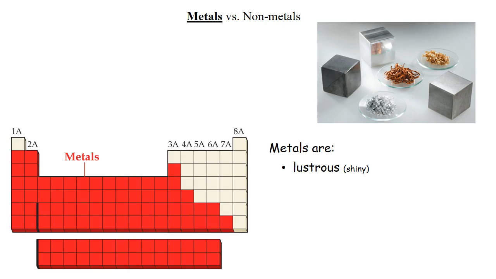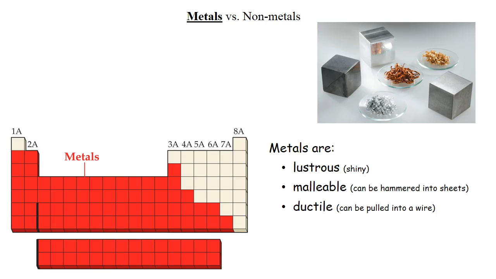Metals tend to be lustrous, which means shiny. They are malleable, which means we can hammer them into thin sheets. They are ductile, which means we can pull them into a wire. And they conduct heat and electricity. We're going to learn later why they have these properties. It's based on the structure of the atoms and the way the electrons move inside a sample.